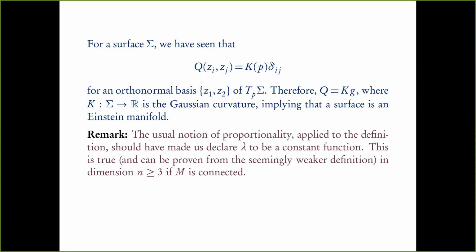Okay. So the two definitions are equivalent for dimensions bigger than or equal to 3 and for connected manifolds. There's a function lambda for which Q equals lambda G, or there's a constant c for which Q equals cG. They're both equivalent.